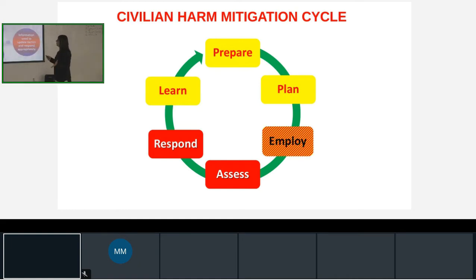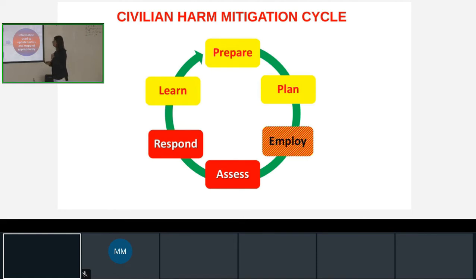So in the before phase, how do you create a protection mindset? This is not about counterinsurgency or counterterrorism. This should just be a commander, an ethical commander, an ethical soldier who wants to ensure that minimizing civilian harm is an essential part of every soldier's rules of engagement. And so you need to create that protection mindset.